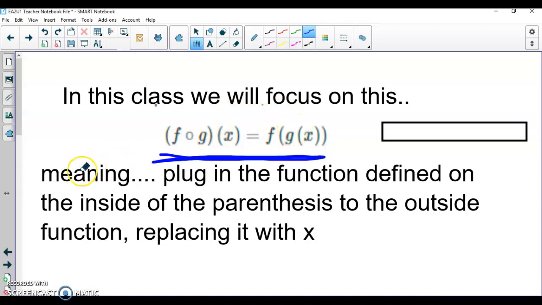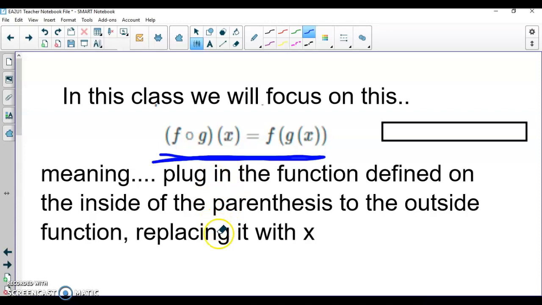So this means we plug in the function defined on the inside of the parentheses to the outside function, replacing x. So pause the video and write that down.